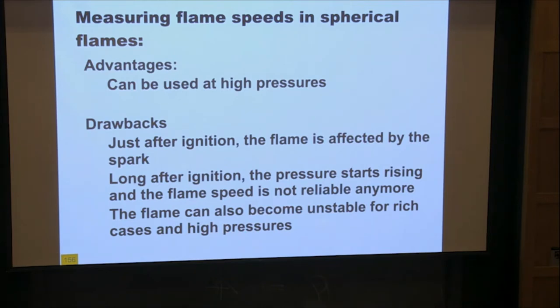You can do a bomb where the initial pressure is 50 bars, and then you go to 200, and then you can measure flame speed. Unfortunately, the problem in this bomb is that you need to ignite the flames, so the spark is important. If the bomb is too small, the pressure will go up, and then you are not measuring a constant pressure flame speed. You have to do corrections, which is painful, and it can also become unstable. If a flat flame can become unstable, a spherical flame can also become unstable.